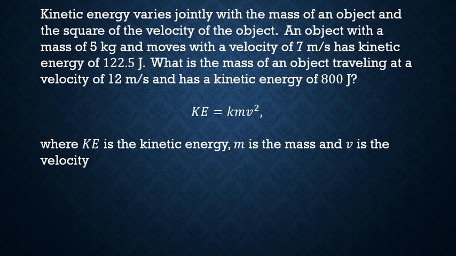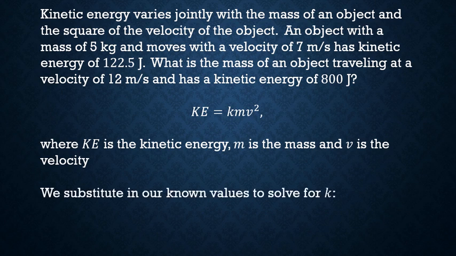We're just setting up our variation model. Step two, we're going to take known values for kinetic energy, mass, and velocity, and we're going to substitute them in and solve for our k value. So we know that when the mass is 5 and the velocity is 7, the kinetic energy is 122.5. So we're going to make these substitutions. 5 goes in for m, 7 goes in for v, and 122.5 goes in for Ke.